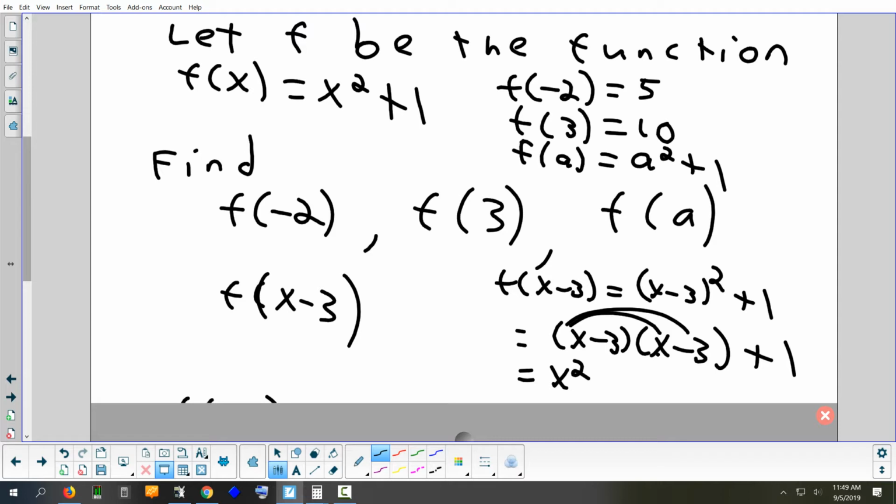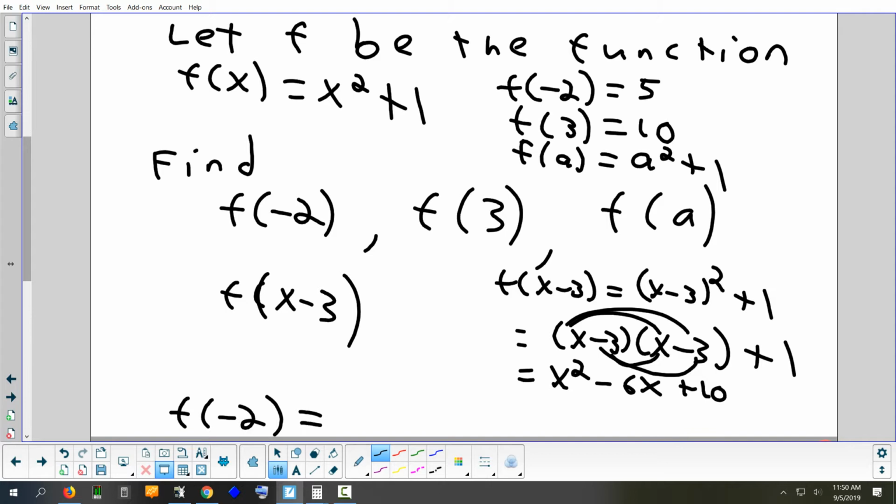Yep, and another x times -3. So a -3x and another -3x. It's a -6x. And what's -3 times -3? 9 plus 1, 10. So a little more complicated because you had to plug in and FOIL. It's a little more complicated than just plugging in a number like 3. But as long as you know how to FOIL, you're good.